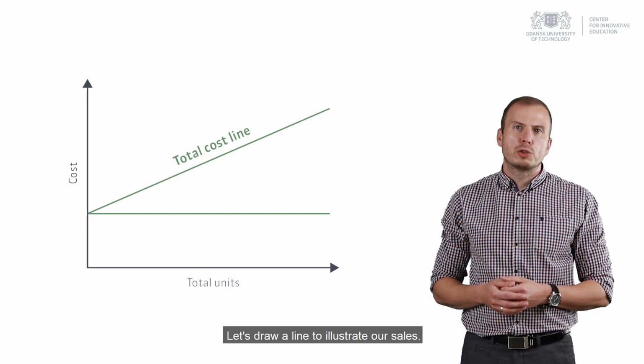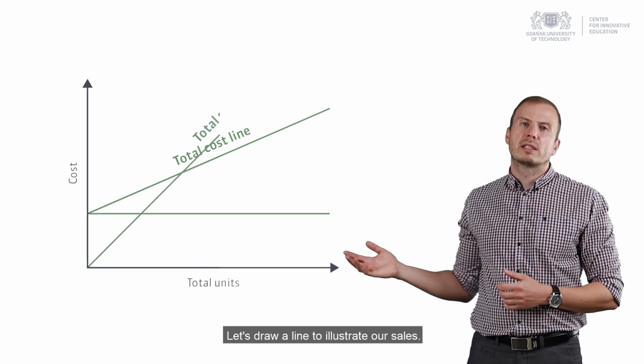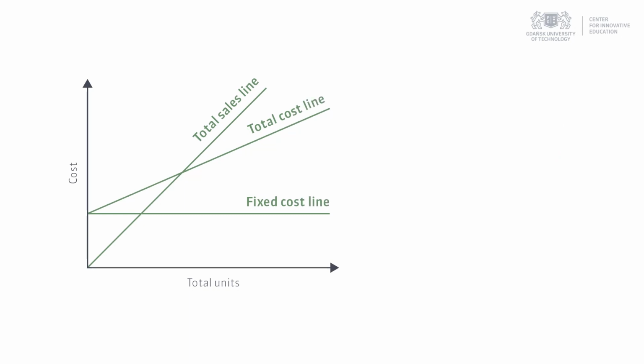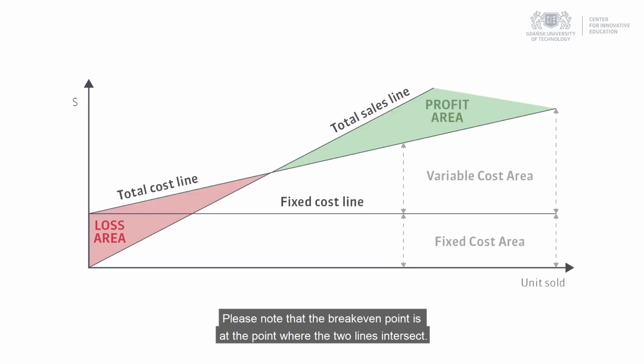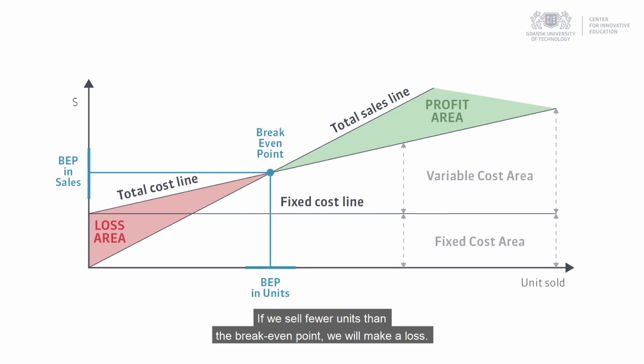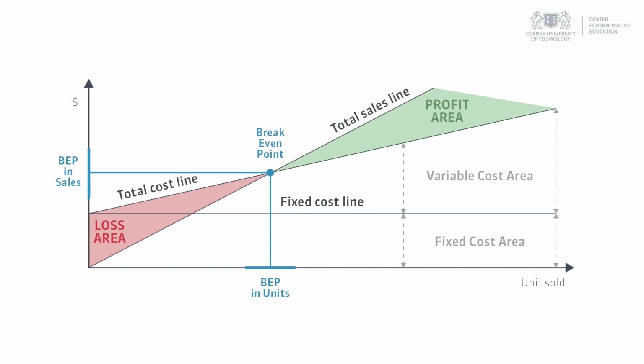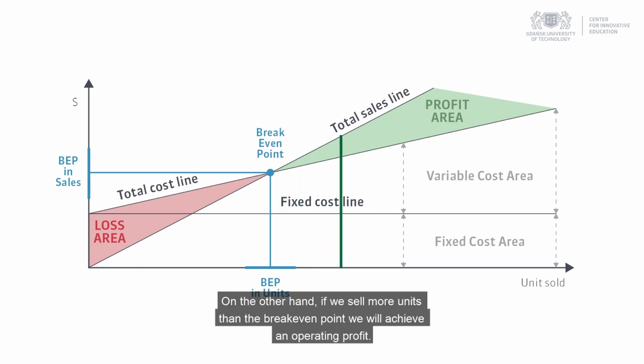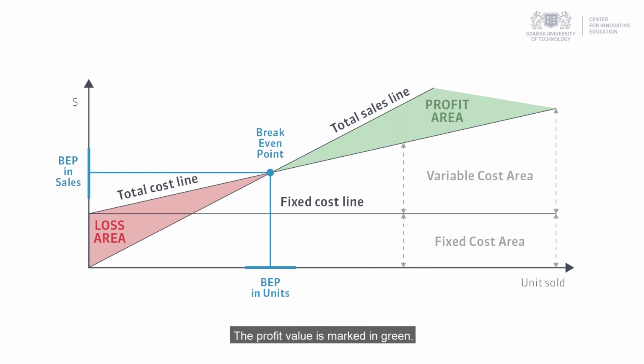Okay, now let's draw a line to illustrate our sales. Please note that at the point where the two lines intersect, there is a break-even point. If we sell fewer units than the break-even point, we will make a loss. The loss value for different number of units sold is marked in red. On the other hand, if we sell more units than the break-even point, we will achieve an operating income. The profit value is marked in green.